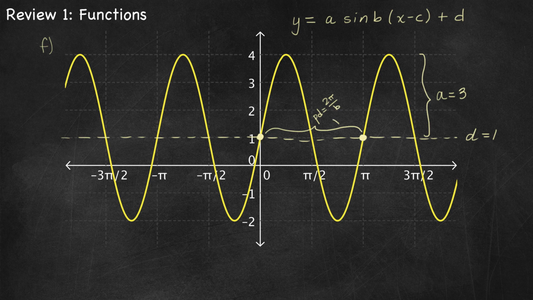Or I can say b equals 2 pi over the period. And I already know the period is pi, so now I simplify that and I get b equals 2. So now I have a, b, and d.